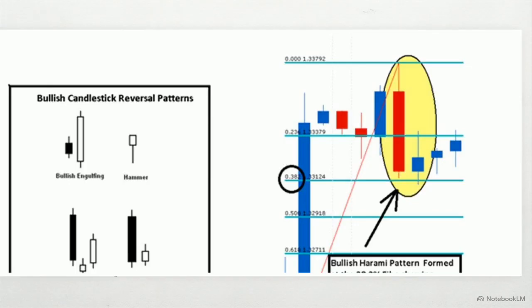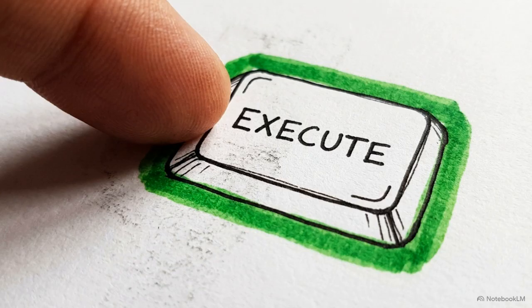In this example, the price drops to the 38.2% line and forms a bullish harami pattern. This candlestick signal confirms that buyers have taken control of the zone. Once that confirmation candle closes, the setup is complete and the trade can be entered.